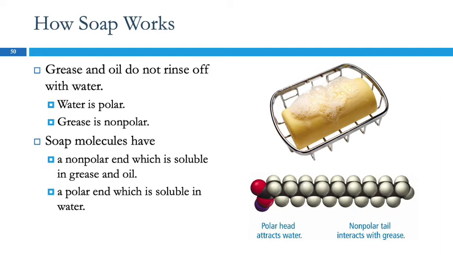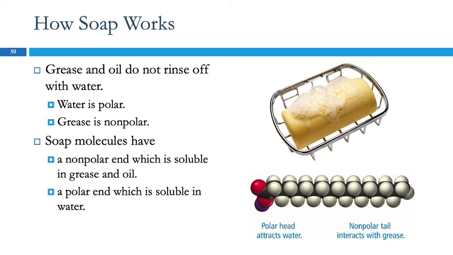Well, why does soap work? Well, this is an example of a soap molecule. So we've got this long tail that's all carbons and hydrogens. This is all nonpolar bonds. This part is very nonpolar. At one end of this molecule are some oxygens. This is a polar head on this soap molecule. So this end of the soap molecule can interact with the water molecules. And this nonpolar end can interact with the grease and the oil.